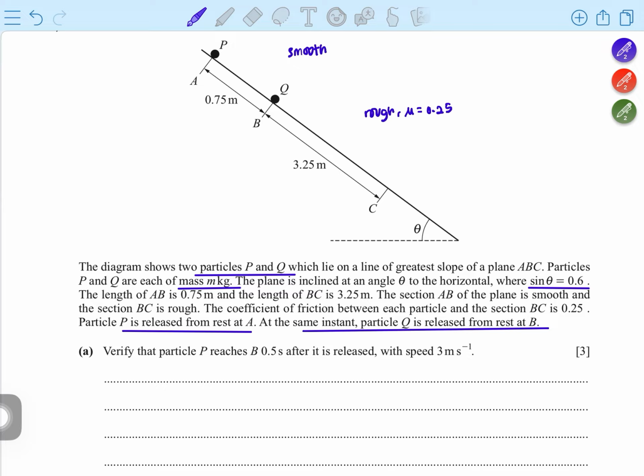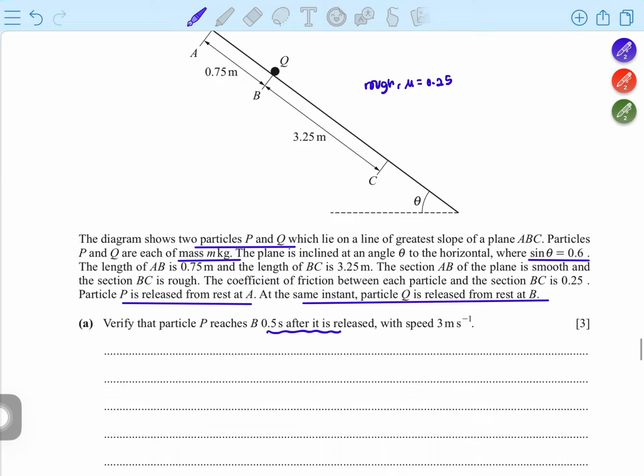Verify that particle P reaches B 0.5 seconds after it is released with speed 3. So I have to verify both of it. As usual, what are we going to do? We're going to list our SUVAT. Your s is 0.75, your u is 0. You need to find the v and also the time. That means I need the a value. So how can I find the a value?